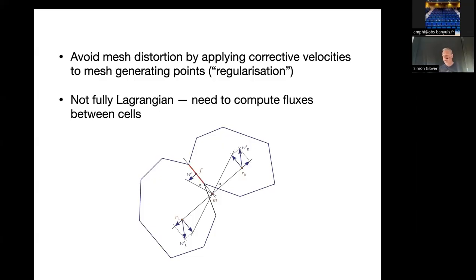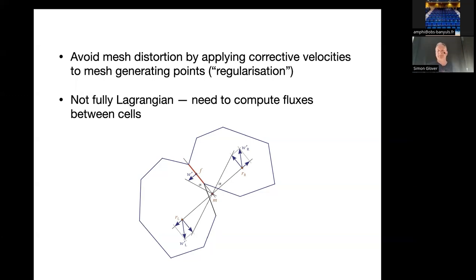Why is this a good thing? Well, using this scheme, we can avoid the mesh getting horribly distorted if we have a very complicated flow by applying corrective velocities to our mesh generating points. The idea is that this is not a completely Lagrangian code. Our points mostly go with the flow, but if we see that the grid is getting too distorted, we can nudge the points a bit to keep the cells more or less round. This cuts down on the advection errors from cell to cell and avoids a lot of the problems that fully Lagrangian mesh codes have had in the past.